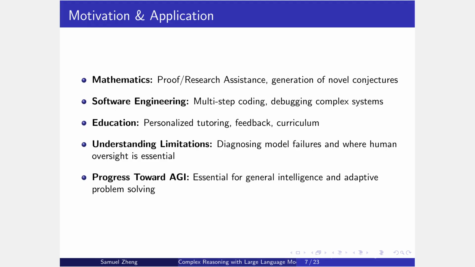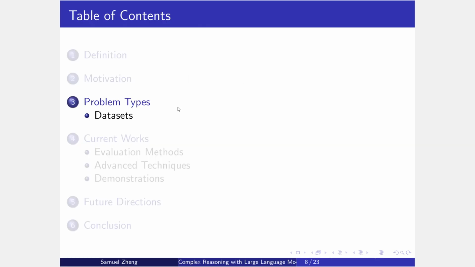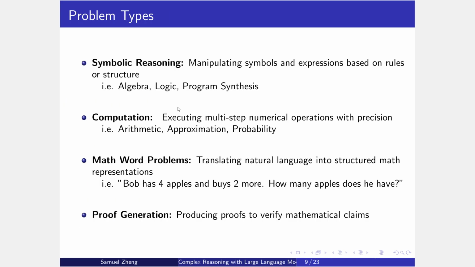And perhaps most importantly, complex reasoning is considered essential for progress towards artificial general intelligence, the kind of adaptive, flexible problem solving that characterizes human intelligence. So next, let's look into the different problem types.